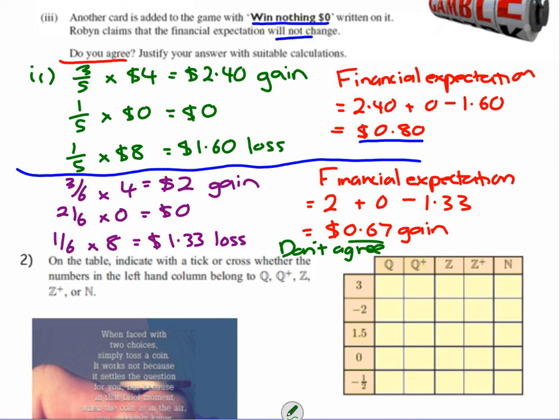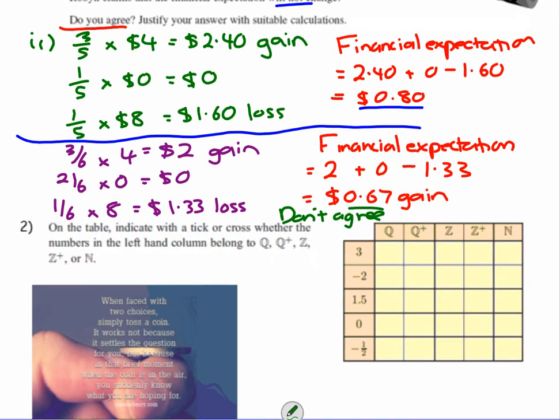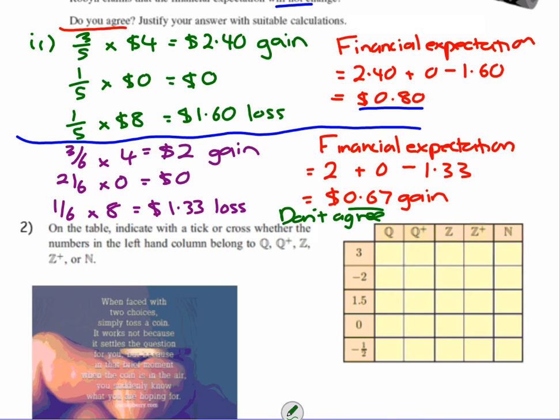And the last question asks us, on the table, indicate with a tick or a cross whether the numbers in the left-hand column belong to Q, the rational numbers, Q plus, which means positive rational. You might not have seen that before, so just put that down. Positive rational, meaning not including 0. Z, which is integers, which of course does include 0. Z plus, which is positive integers, which does not include 0.